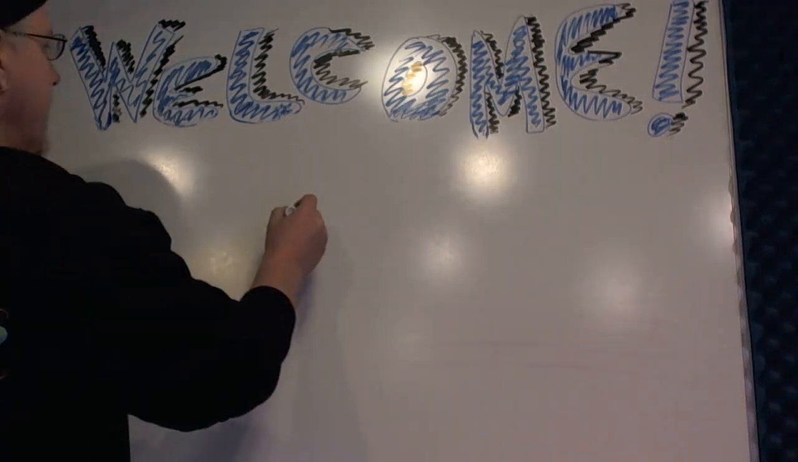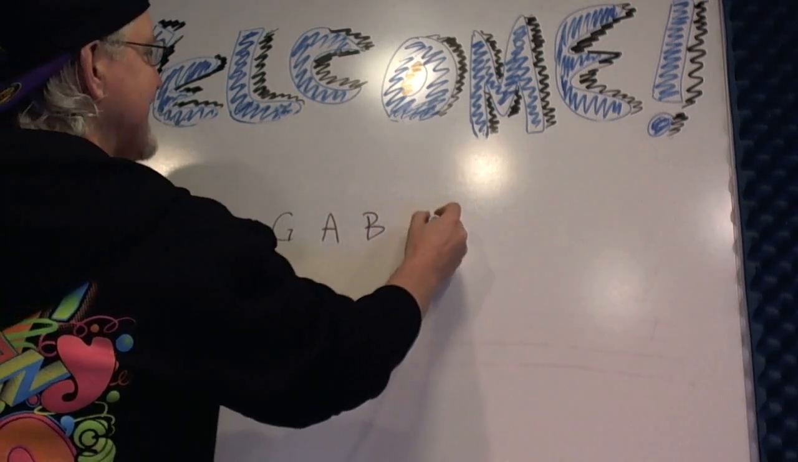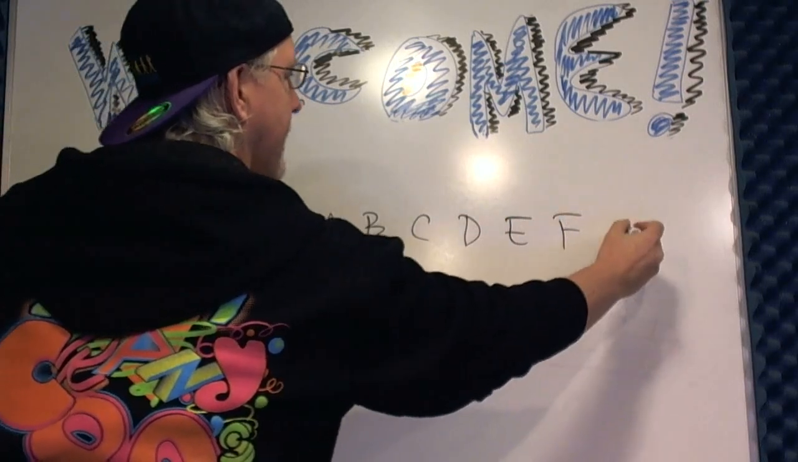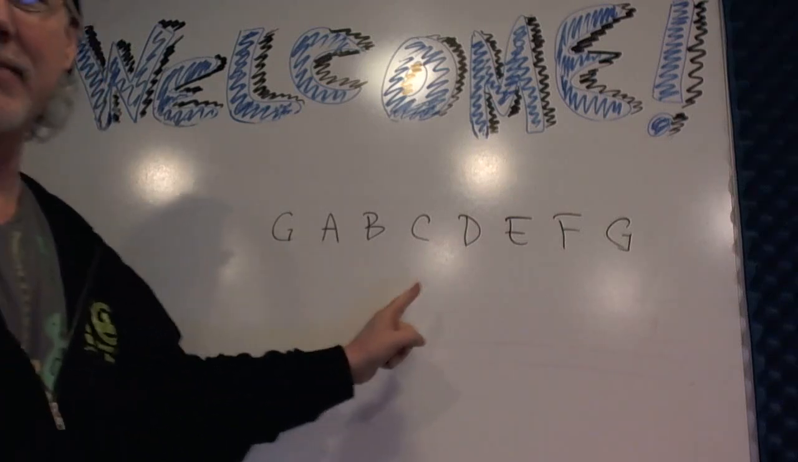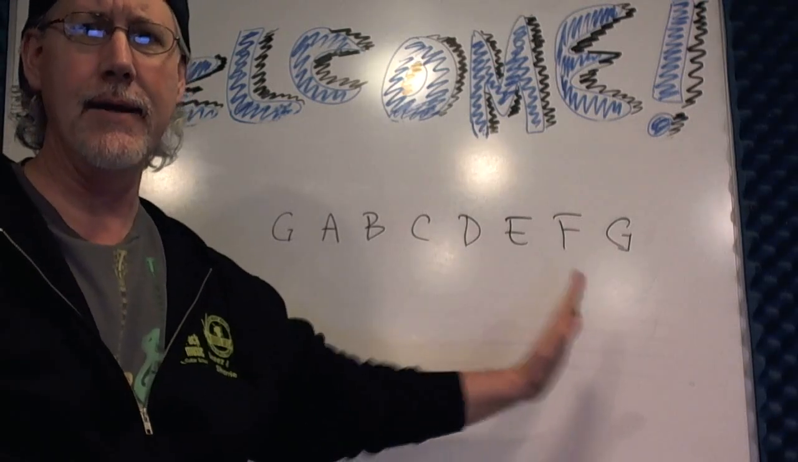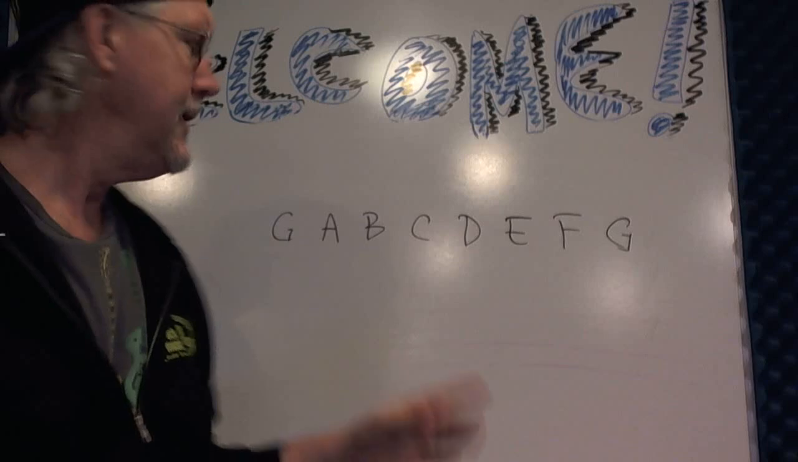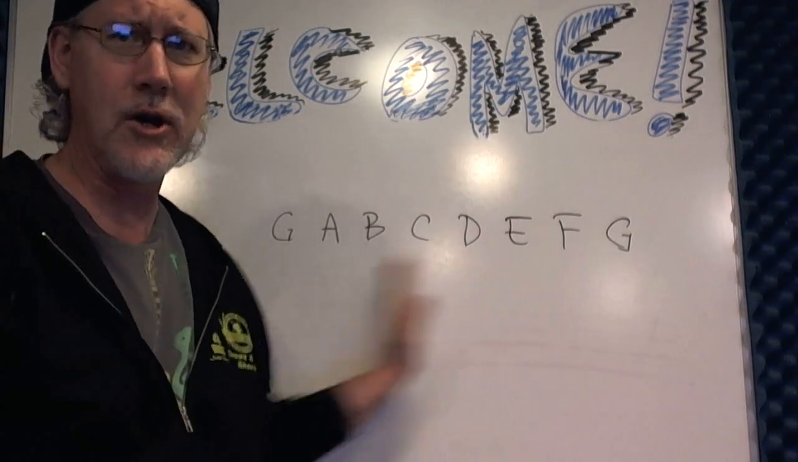I'm going to go G, and then I'm going to go A, B, C, D, E, F, G. Okay? So there I have my natural notes from G to G. G, A, B, C, D, E, F, G. Now that is not the major scale yet. Okay? Remember I said only the key of C has no sharps, no flats. So this cannot be the key of G yet because there's no sharps and no flats in here.